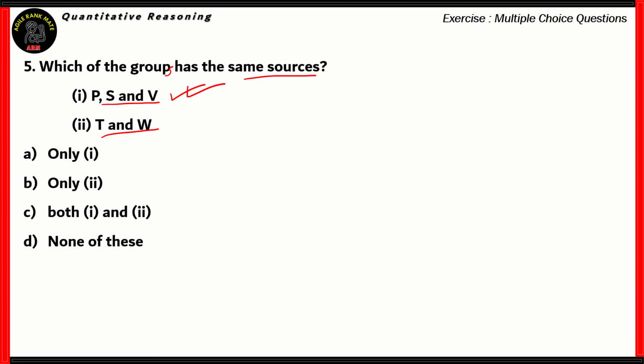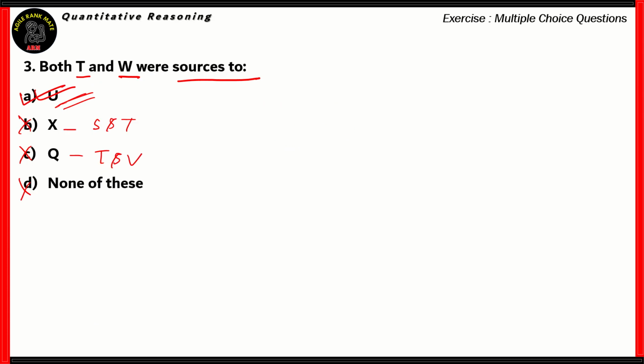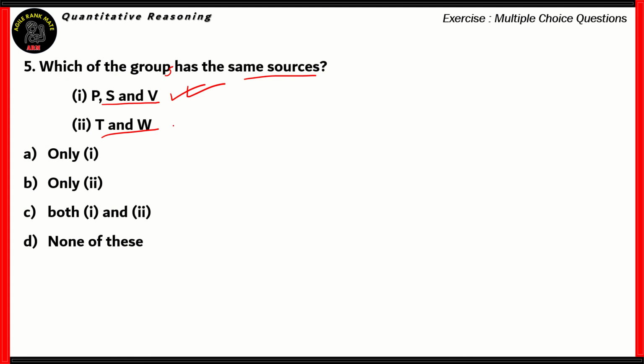Now let's look at the second group, T and W. Now, T and W both needed to use P as a single source. So therefore, T and W also use the same sources. Now here we're not talking about the two groups having to use one complete source. We're talking about these three people using one source and these two people using another. So therefore, the right answer is option C, both 1 and 2.